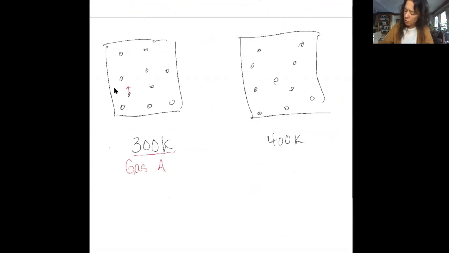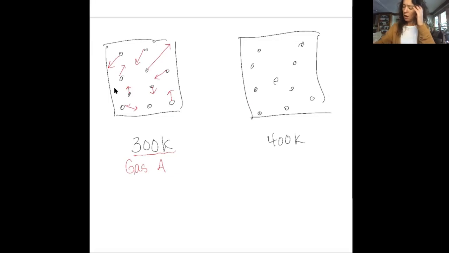Maybe we have another one with a lot of kinetic energy. We have another one with a little bit, another one with a little bit, maybe another one with a little bit more. But on average, they're pretty low. And these are obviously different, and some are fast and some are slow.